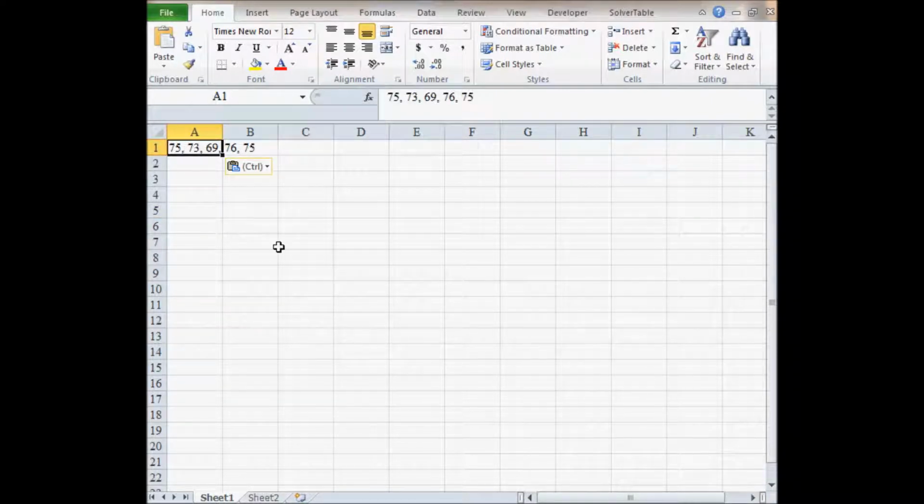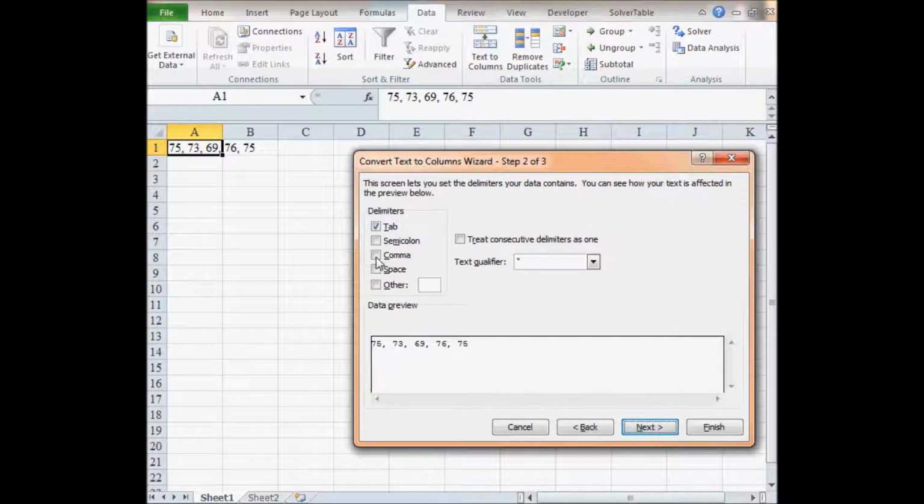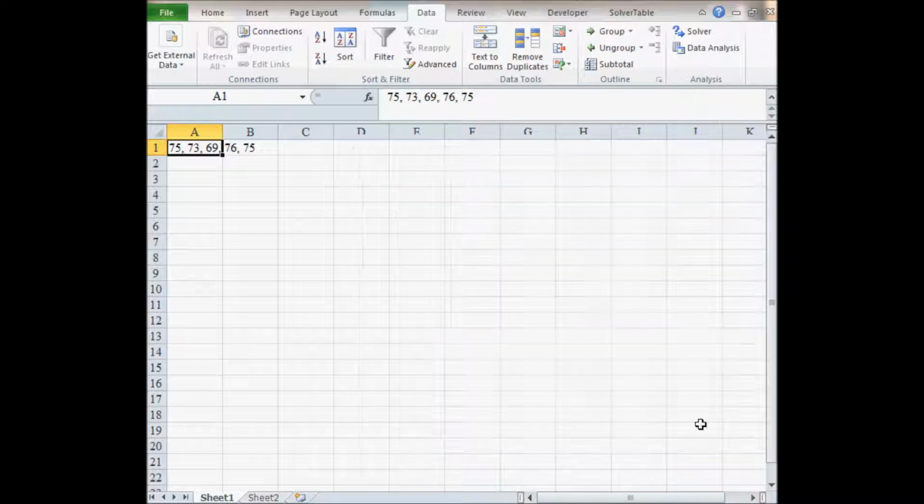Now notice that the numbers are all in one cell, A1. If you click on that cell A1 and you click on data, text to columns, delimited, next, and you then click comma, notice that when comma is not clicked, you don't have any columns here. But when you click on comma, wherever Excel sees a comma, it creates a new column. And then you can hit next and finish.